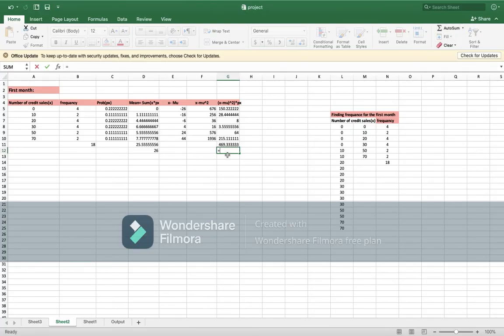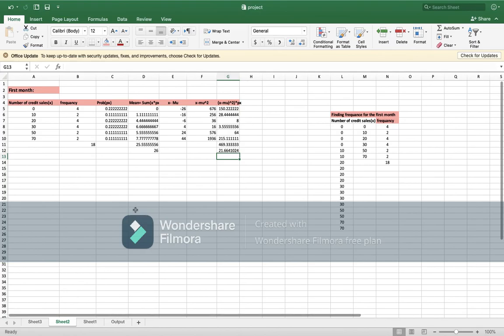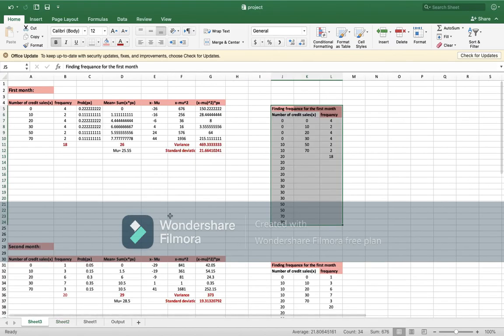To find the standard deviation, equal the square root of this, and this is for the first month, and you will need to repeat all the steps for the second and third month. It will be the same as this one.